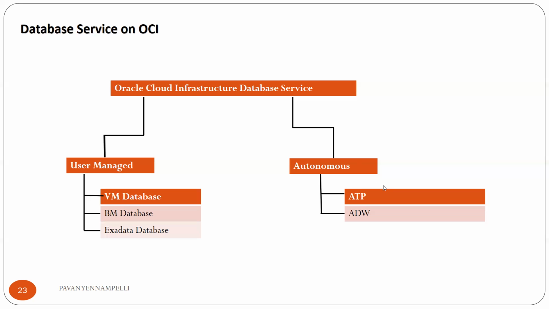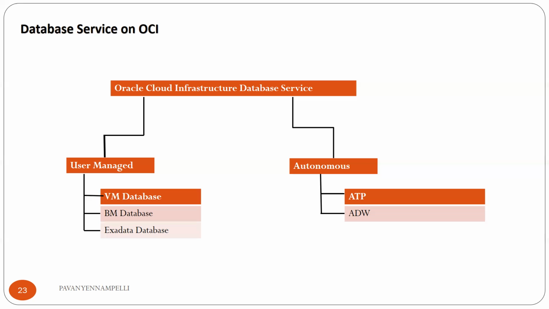The autonomous data warehouse system is suitable for machine learning, storing historical data, doing analytical work, or any type of data warehouse applications. ADW is suitable for these. So these are the different types of Oracle Cloud Database Services provided by Oracle Cloud Infrastructure Services.